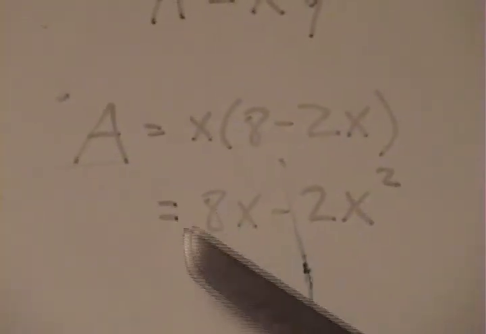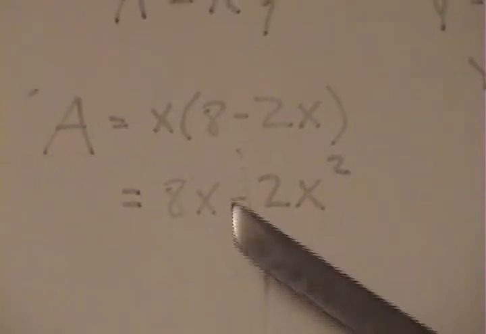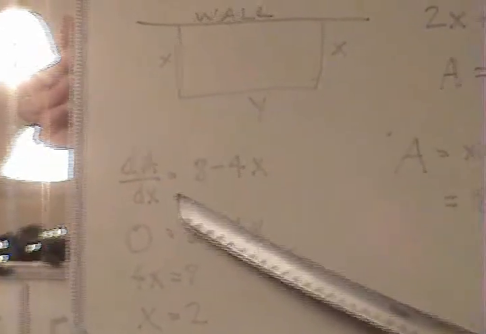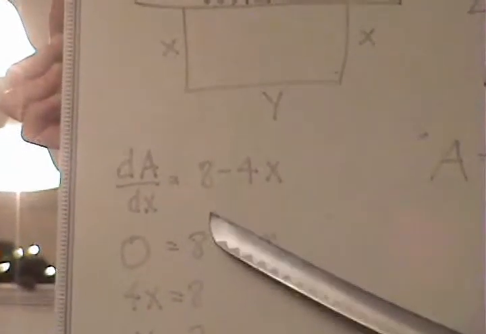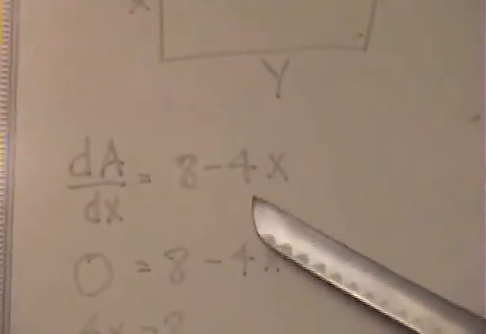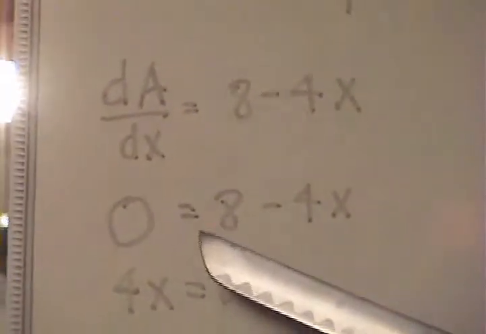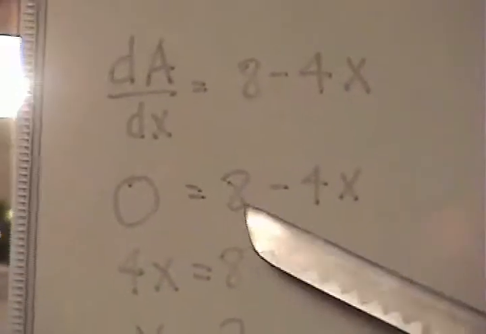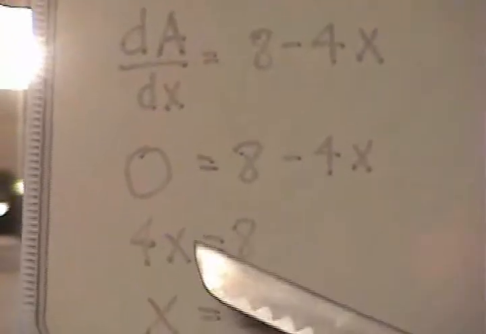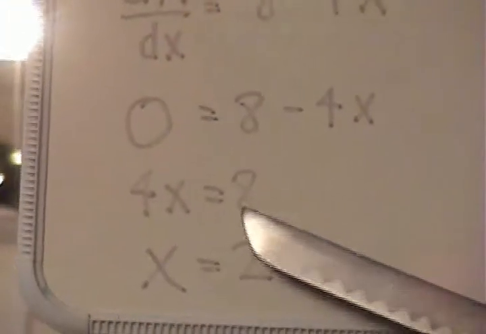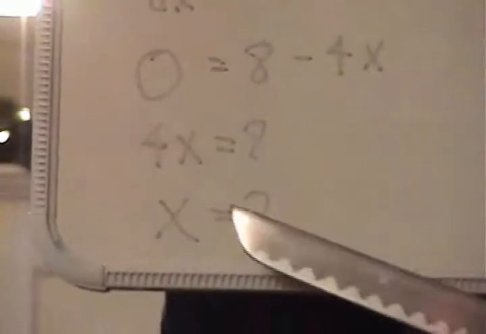We will differentiate this equation with respect to x, which gives us dA/dx equals 8 minus 4x, which we will set equal to 0 to find the maximum. By adding 4x, we get 4x equals 8, and solving for x, we finally come out with x equals 2.